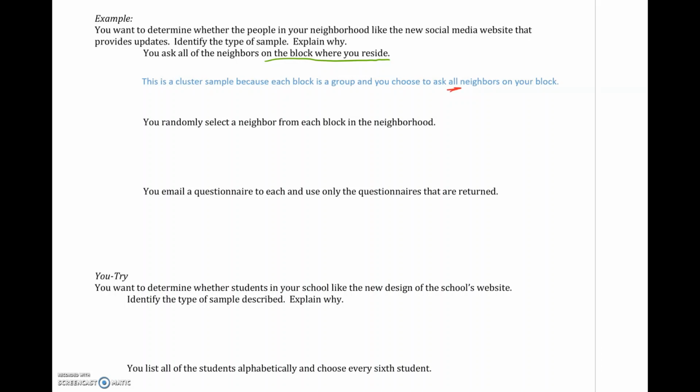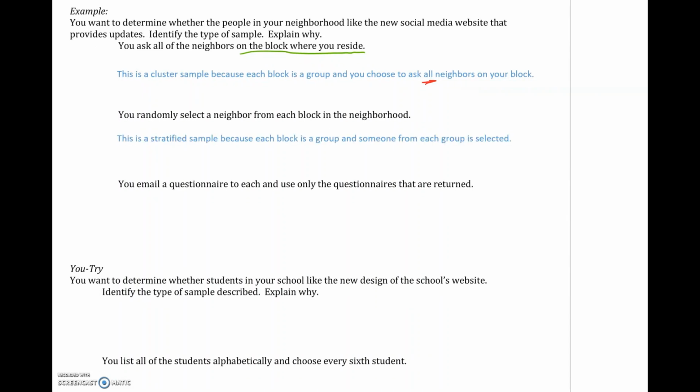Okay? If we look at the next one, you randomly select a neighbor from each block in the neighborhood. So if you think about this, this might sound like, hey, it says random. Is this a random sample? But if you look, we're selecting from each block. Each block is its own cluster, right? Its own kind of subgroup. So this is what we call a stratified sample. All right, so again, each block is its own group, its own cluster, and then here we're not using just one cluster, but we're picking a random person from every group, so that's why it's a stratified sample.